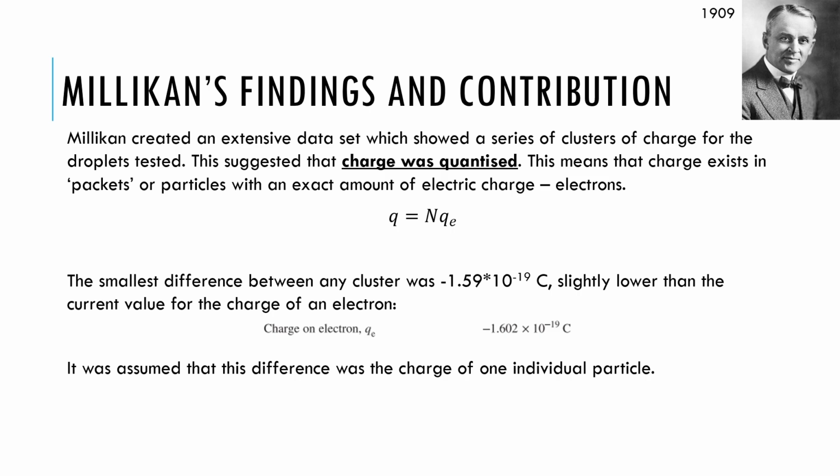What he noticed is that the smallest difference of charge between any cluster was negative 1.59 times 10 to the negative 19 coulombs, which is only just slightly lower than the current value for the charge of an electron. His assumption was that the smallest difference that he could find between any cluster would therefore be the charge of one of these electrons, and that the difference in charge between two clusters was simply that the cluster of oil droplets with the larger charge had picked up one extra electron compared to the cluster next to it.